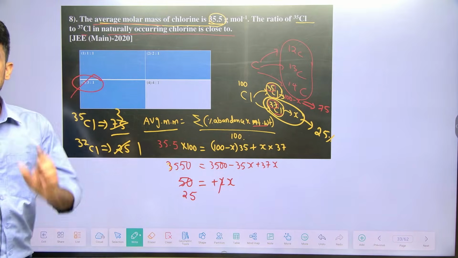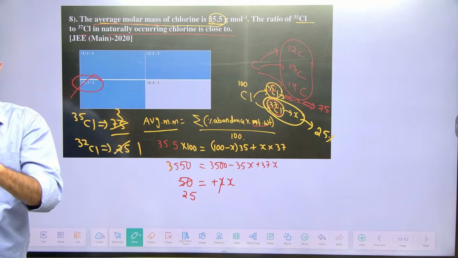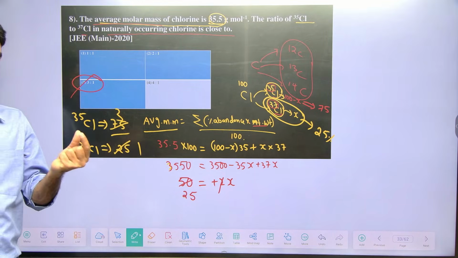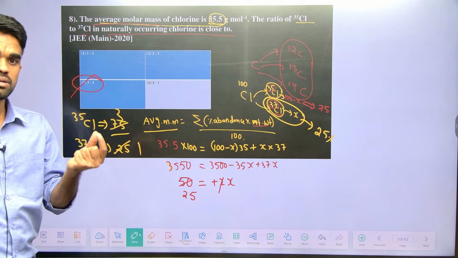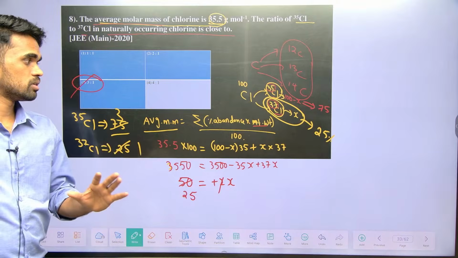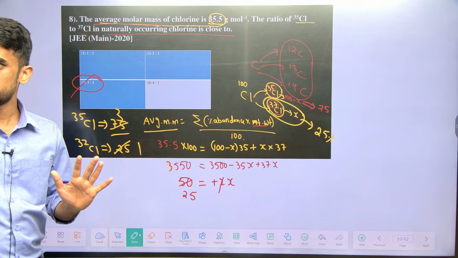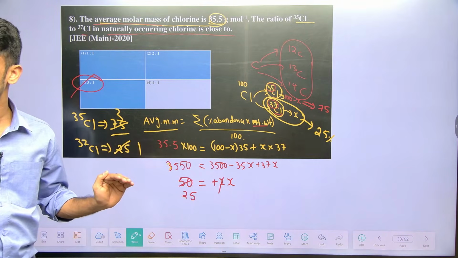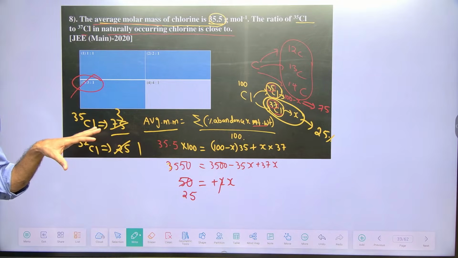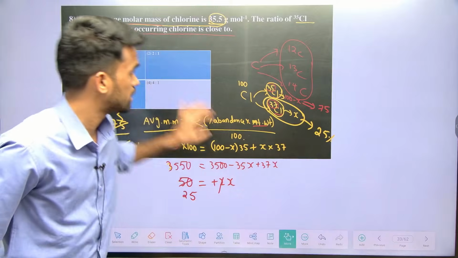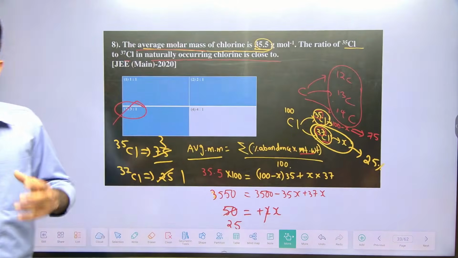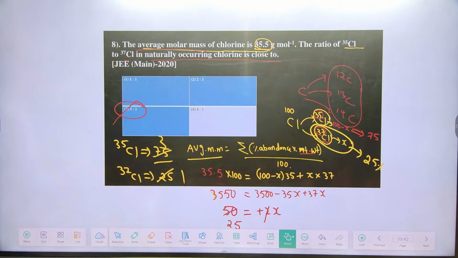Is this clear? Now what is the formula we have used here? Average molar mass equals summation of percentage abundance into atomic weight by 100. Use that and calculate like this. Clear, everyone? Any doubts? Please ask me. Don't sit silent thinking about what other students will think about me if I ask the doubt.